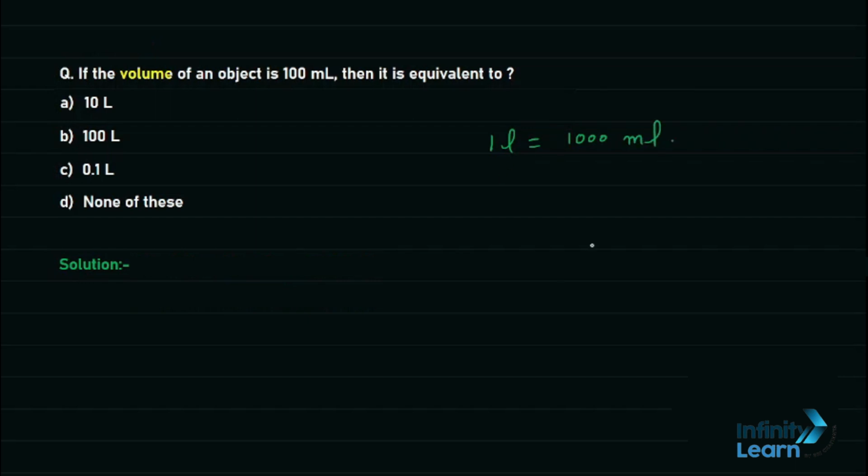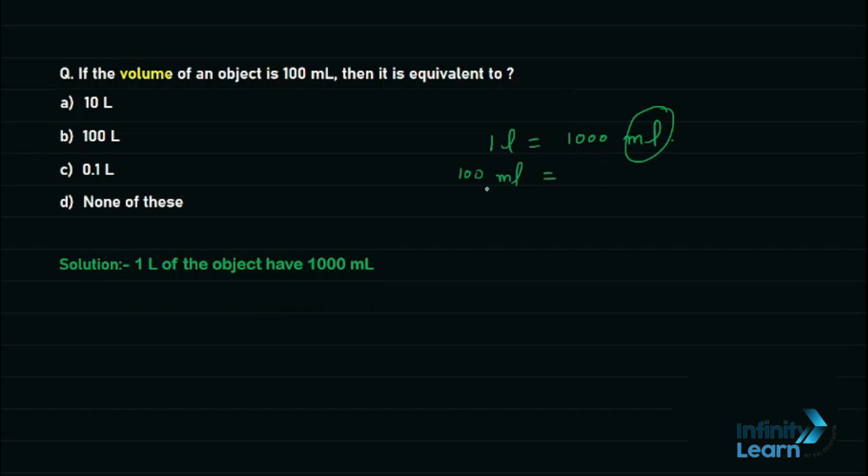Okay students, as you all know, normally liter is used when we have to calculate the volume of any object which is more than 1 liter, and whenever it is smaller than 1 liter, then milliliter will be used to calculate its volume. So students, here we will use the formula 1 liter equal to 1000 milliliter. So how much volume will we have if we have to calculate 100 milliliter?